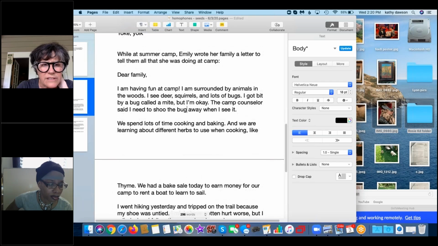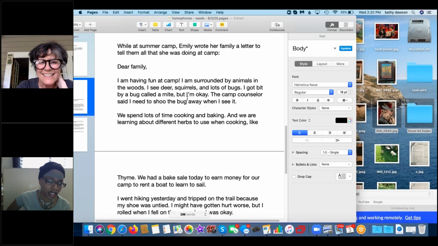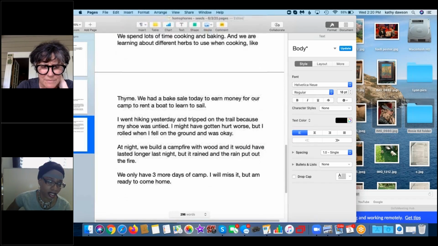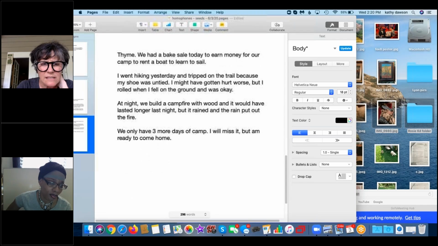Let me see. Oh, it's in this paragraph here. MITE. Exactly. Yep. Very good. Okay, then this paragraph you can read here. It starts with "at night."